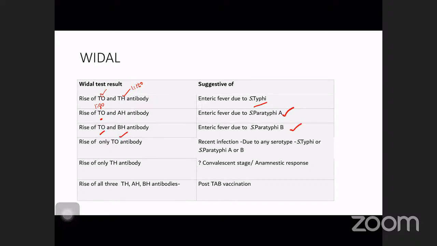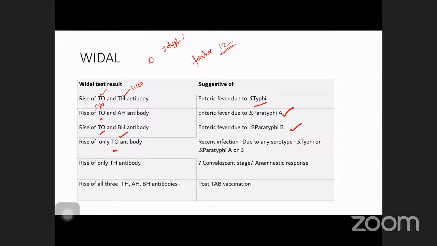We have already discussed this in the initial part. We use only the O antigen of Salmonella typhi. We do not take it from Salmonella para A and para B because of the common factor 12, right? Hope you remember this factor 12 is a common antigen present in Salmonella typhi, paratyphi A and paratyphi B, and it will produce cross-reacting antibodies.